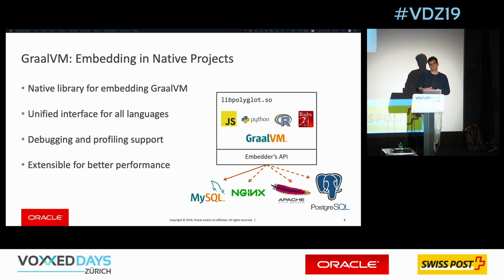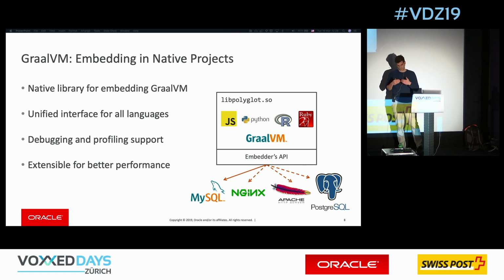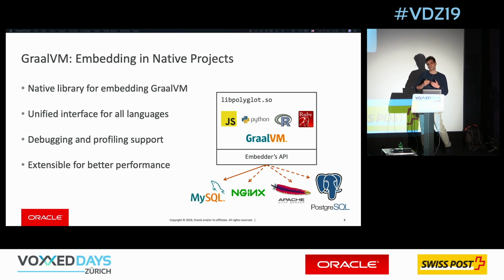And then you get all the tooling as well. You can do debugging, profiling, sampling, memory boxing, name it. You have the whole tooling support, and it's also extensible. So if you need better performance somewhere, you can hand tune a few functions where you constantly need to cross the boundary between the VM and your project.